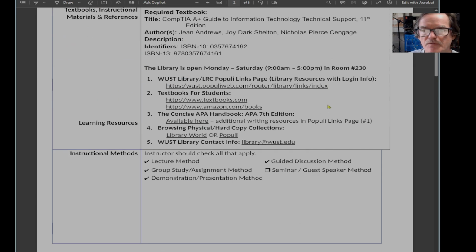Okay, there is a textbook for the class. It's a CompTIA textbook. It's a big, heavy textbook. It's a good textbook, though. There it is. If you're interested in getting certified at a later date, that's the book that you want.